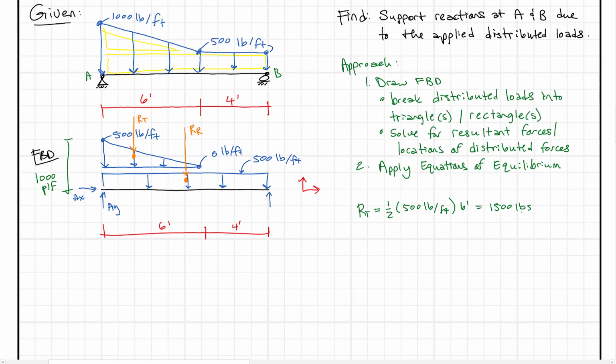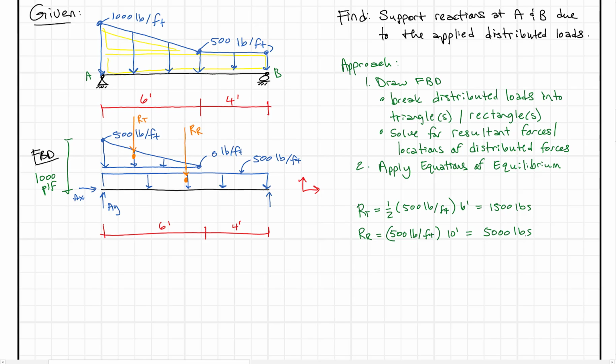Similarly, we have the rectangular load. So RR is going to equal, in essence, just the area of this rectangle: 500 pounds per foot times the total length, because the 500 goes to the total length of the beam. So this is going to be 500 pounds per foot times 10 feet. So that's just 5,000 pounds.